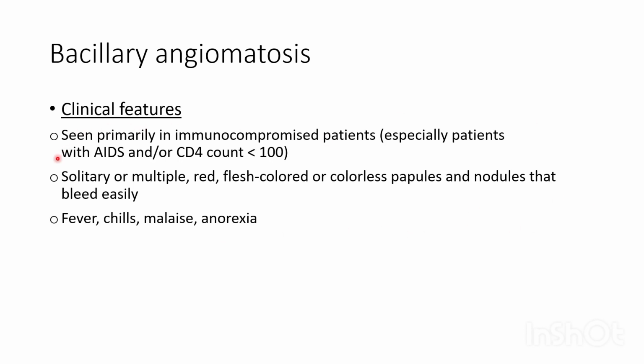Clinical features: Seen primarily in immunocompromised patients, especially patients with AIDS and a CD4 count less than 100. Solitary or multiple, red, flesh-colored or colorless papules and nodules that bleed easily are the skin lesions in bacillary angiomatosis. Fever, chills, malaise, and anorexia can also occur.